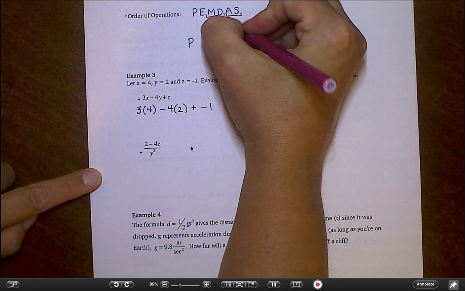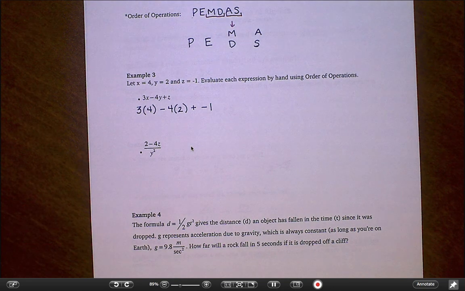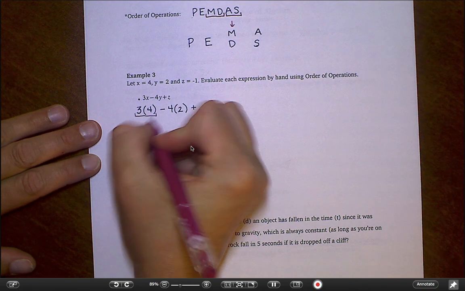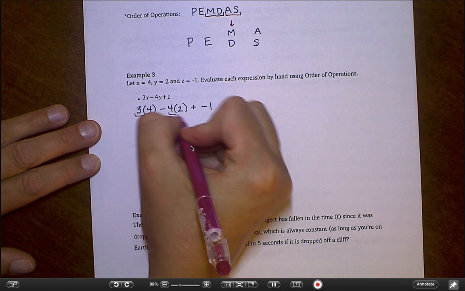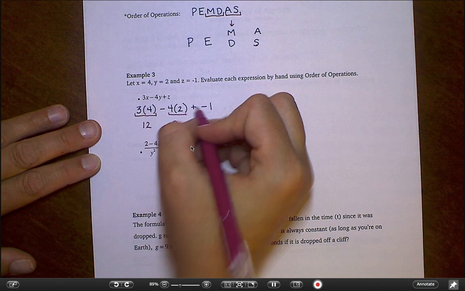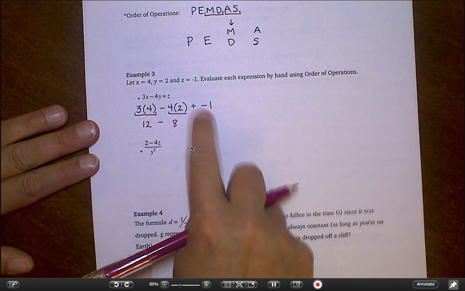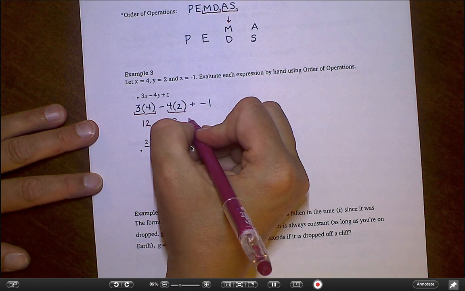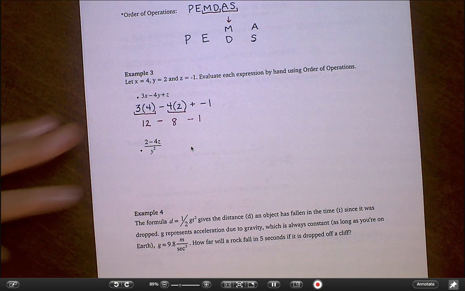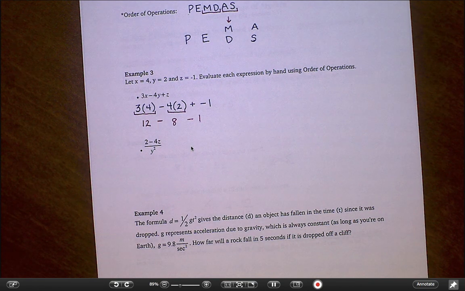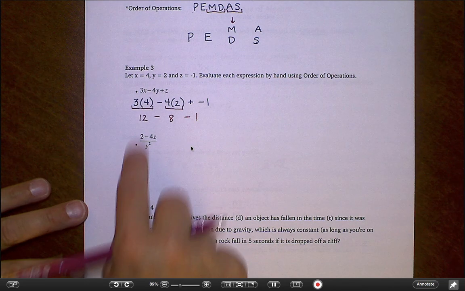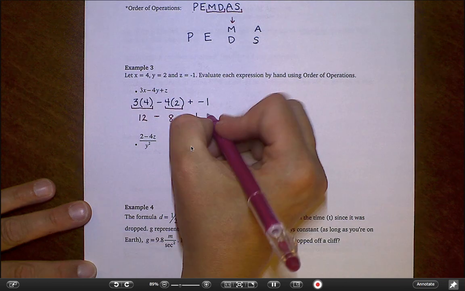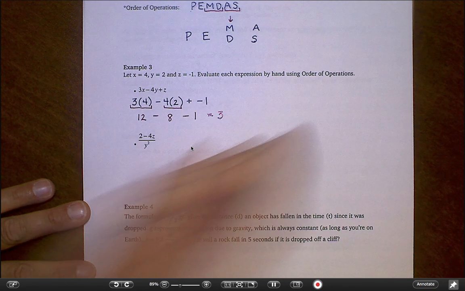So this is where I'm starting, multiplication and division. And I don't have any division, so I'm just multiplying. And I'm going to go ahead and do this. 3 times 4 is 12. 4 times 2 is 8. And then this is going to stay a subtraction. Hopefully we're okay with this idea that if I'm adding a negative 1, adding a negative is really just subtracting. So I'm just going to make that a minus 1. And then since I'm left with just subtraction, I'm just going to subtract straight across. So 12 minus 8 is 4. 4 minus 1 is 3. Okay.